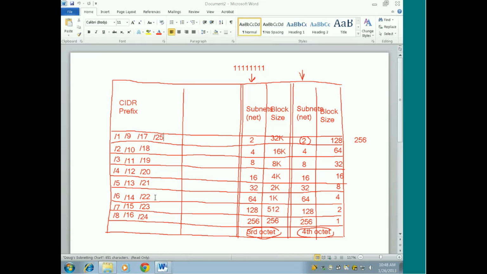They're not subnets. This is CIDR and prefix, not a subnet mask. Subnet mask implies decimal, doesn't it? CIDR and prefix implies what? Binary.